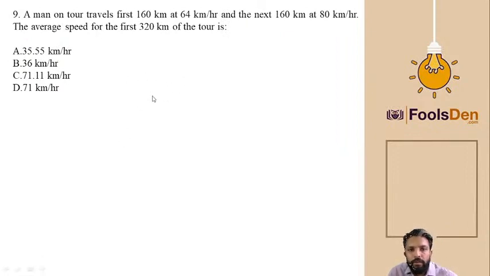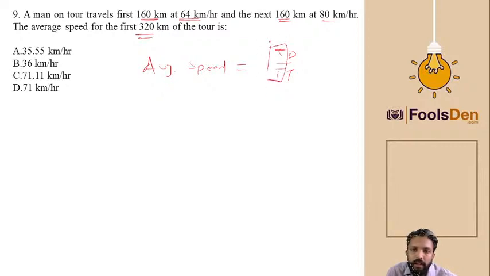Now let us solve question number 9. A man on two travels first 160 kilometer with 6, next 160 with 80 speed. Now we need to tell the speed of 320 km average speed. Now what is the concept of average? Do remember the only concept, the only formula for average speed is total distance upon total time. The word watch here is total. I repeat again, you need to observe this word total.